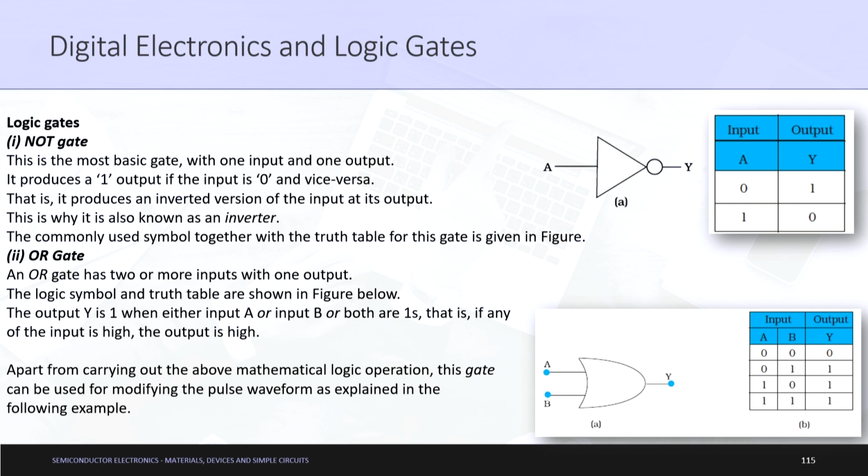Apart from carrying out the above mathematical logic operation, this gate can be used for modifying the pulse waveform, as explained in the following example. Before going to the example, let me again use it. Let us suppose that for any case scenario we want our answer to be 1, and we can only use a NOT gate and an OR gate.